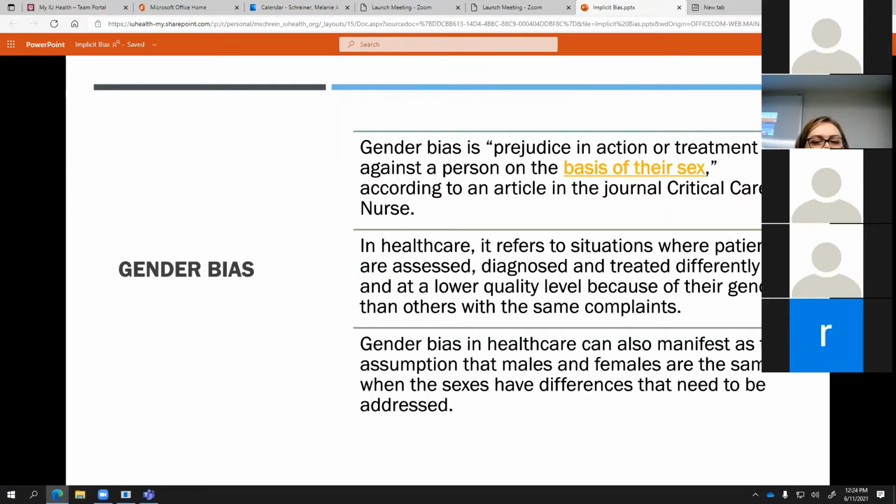One of the other common biases that we'll see, and obviously this certainly applies in maternal care, is gender bias. So this is the idea that a prejudice or treatment against a person is created or carried out on the basis of their sex. In healthcare, it refers specifically to situations where patients are assessed, diagnosed, and treated differently and/or at a lower quality of care because of their gender than others with the same complaints. And in healthcare, it can manifest as the assumption that all presentations are the same between male and female, and so there are no real differences in how someone should receive care.